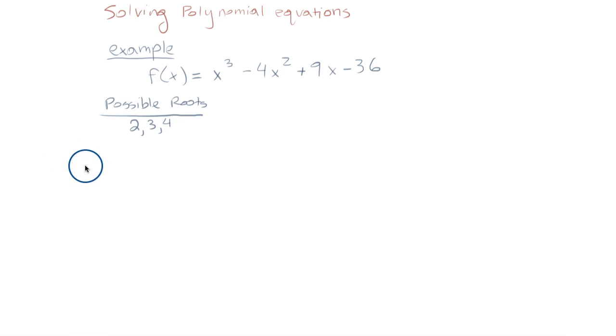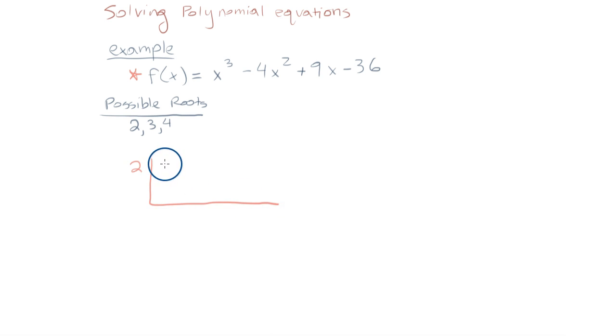Now that we've narrowed down our search for the possible rational roots, we can go ahead and solve our polynomial equation. And so the most efficient way to solve this polynomial equation by hand is to use synthetic division. And so let's go ahead and test out the three possible roots that we found. I'll start with 2.